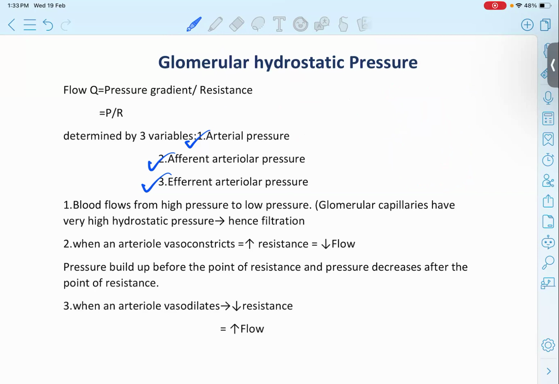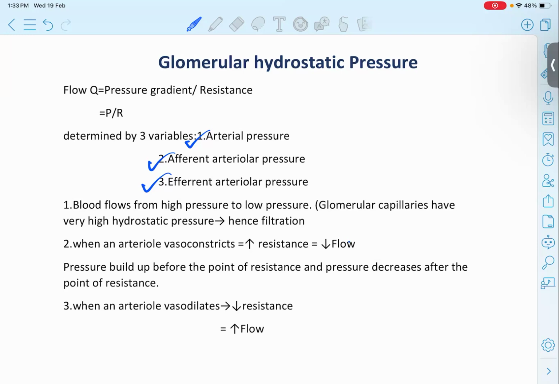These three are the determinants for the glomerular hydrostatic pressure or the flow. Next is blood flows. We know that blood flows from high pressure to low pressure. Glomerular capillary has very high hydrostatic pressure, 45. And this is the reason that glomerular capillaries have very high hydrostatic pressure. This is why filtration happens.